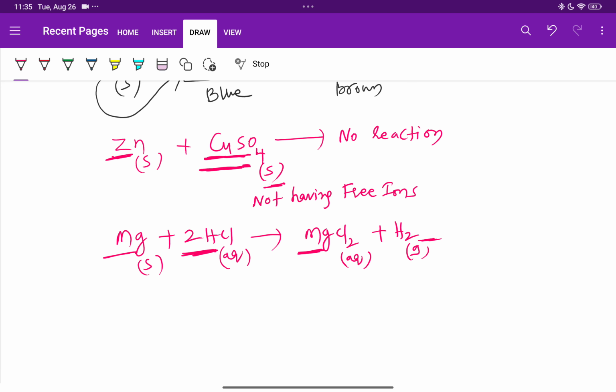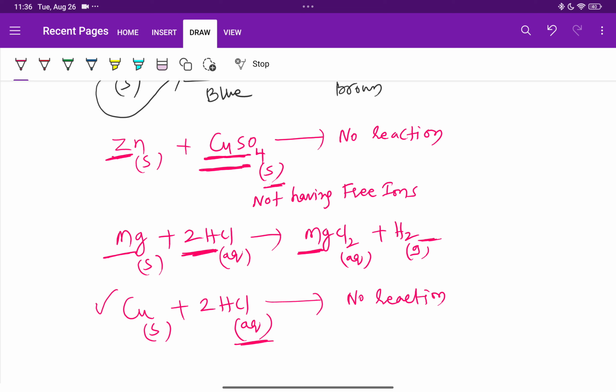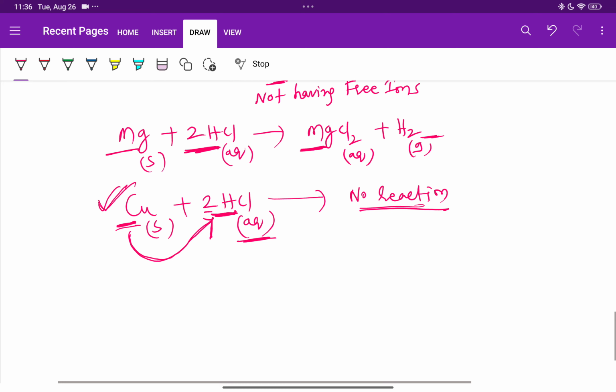But copper is there, solid. If it reacts with HCl aqueous, there is no reaction. Why? Here the HCl is aqueous solution. Then why is the reaction not happening? Because copper is less reactive than hydrogen. So hydrogen is more reactive than copper. So copper cannot displace hydrogen. Least reactive element cannot displace more reactive element. That is why copper is not displacing hydrogen from HCl. So no reaction takes place. So this is about displacement reaction.